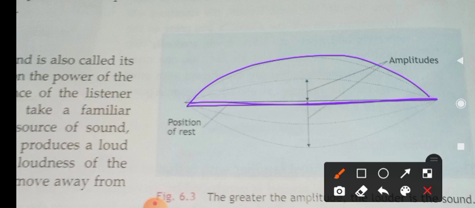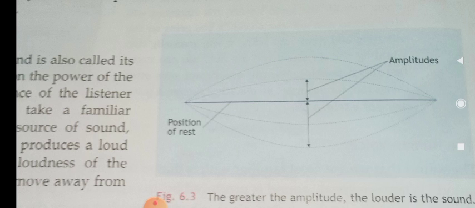The sharpness or dullness of a sound is called its pitch. It depends on the frequency. This word is especially used for singers. The sharpness and dullness is called pitch, and it depends on the frequency. The pitch depends on the frequency of the sound.